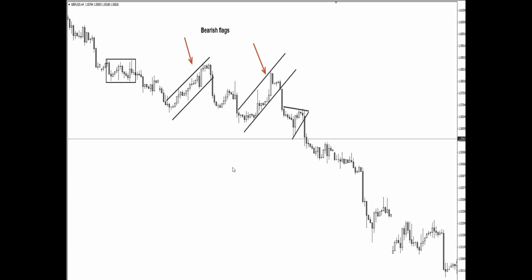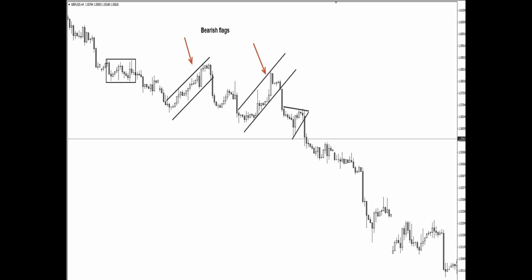So that is a good example of a rectangle. Now we can see some flags, and again rectangles and a symmetrical triangle. Pointed with arrows are bearish flags. To the left is a rectangle, to the right is a symmetrical triangle. So what are basically flags?